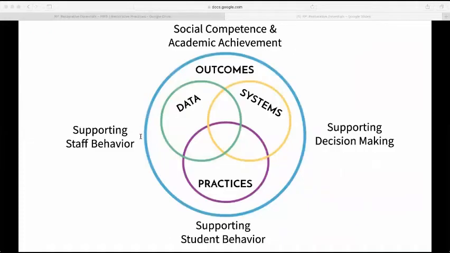The PBIS framework allows us to be systematic. We use data to determine which restorative practices to implement. We teach our staff and students how to utilize those practices. We use data to assess fidelity of implementation. We match intensity of practices to intensity of student need as we layer up the triangle. And we use data to assess outcomes or impact on the identified data points.